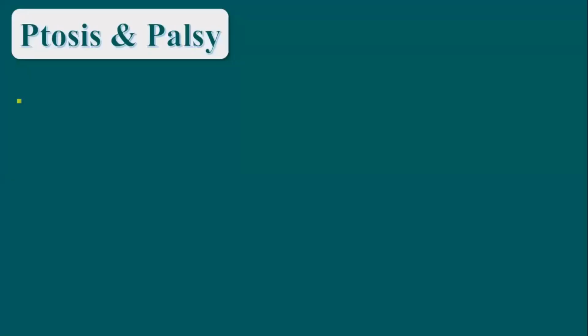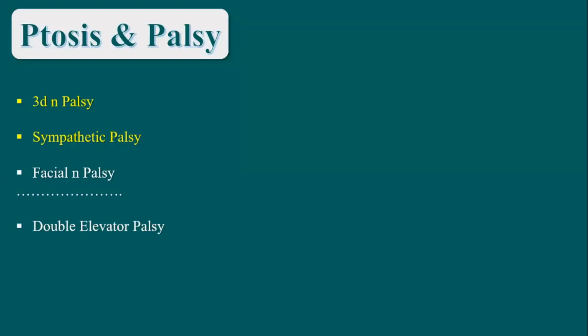Ptosis and palsy. So we mentioned palsy. So ptosis with palsy, you may think of third nerve palsy, sympathetic palsy, which is Horner syndrome. Also facial nerve palsy causes brow ptosis and pseudoptosis. And also we mentioned double elevator palsy. So this is like a slide about the combination of ptosis and palsy.